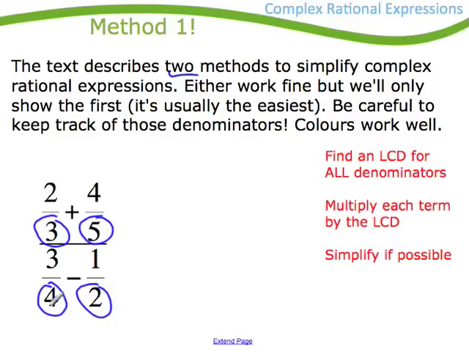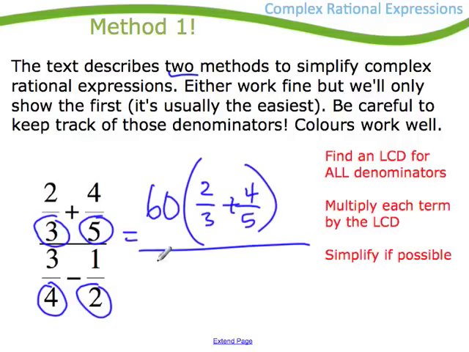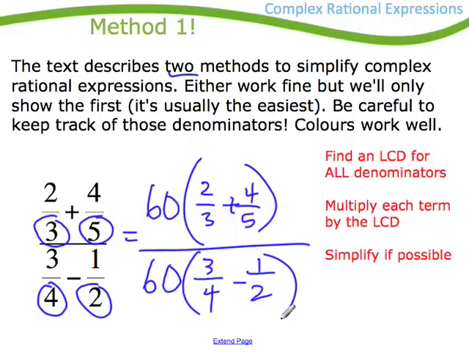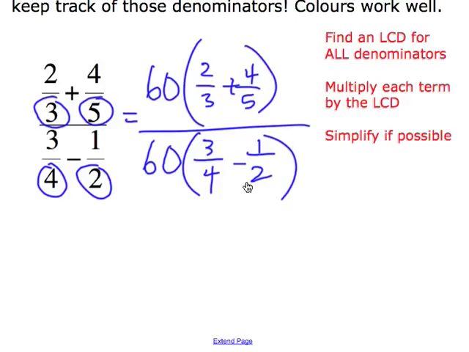I did a little bit of work beforehand. Turns out that it's 60. I think it's 60. Yeah. Then multiply each term by the lowest common denominator. So basically, I'm going to take this whole top fraction and multiply it by 60. So 2/3 plus 4 over 5. And then the bottom, I'm going to multiply the 3/4 minus a half also by 60.